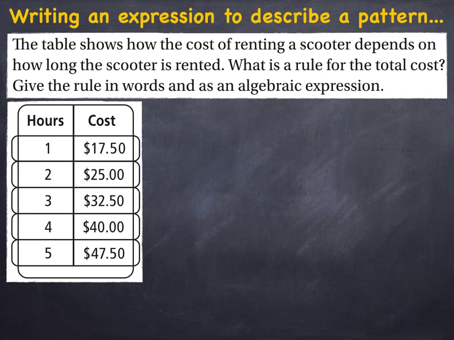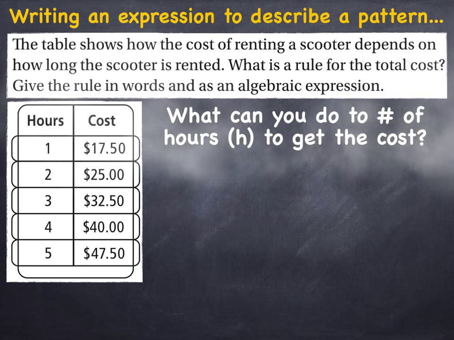And the last example says writing an expression to describe a pattern. It says the table shows how the cost of renting a scooter depends on how long the scooter is rented. What is the rule for the total cost? Give the rule in words and as an algebraic expression. So for 1 hour, it's going to cost you $17.50. For 2 hours, it would cost you $25. For 3 hours, $32.50. 4 hours, $40. And for 5 hours, it would cost you $47.50. So the question, the expression, is going to be, what can you do to the number of hours h to get the cost?